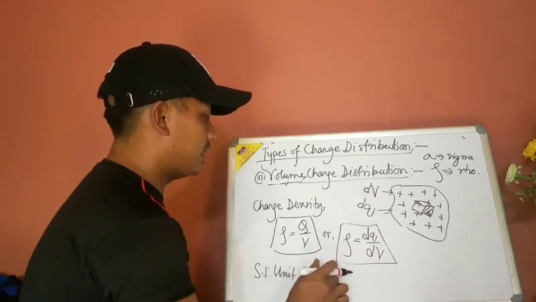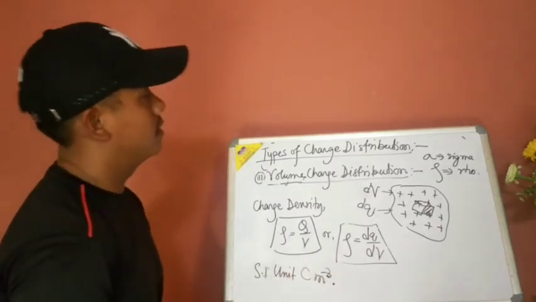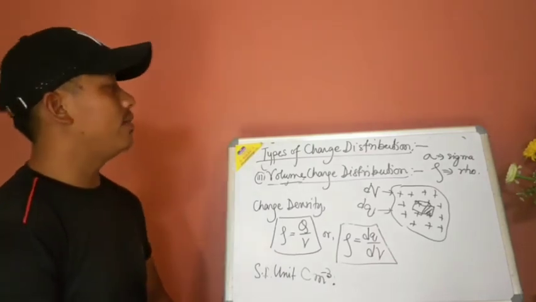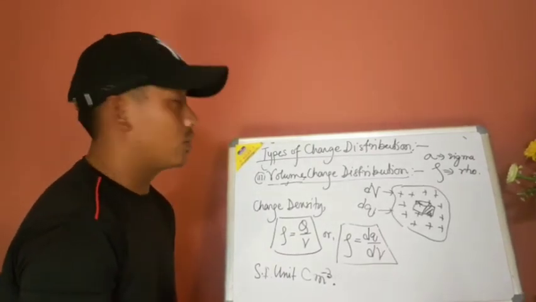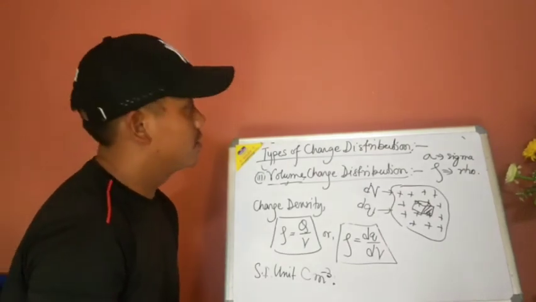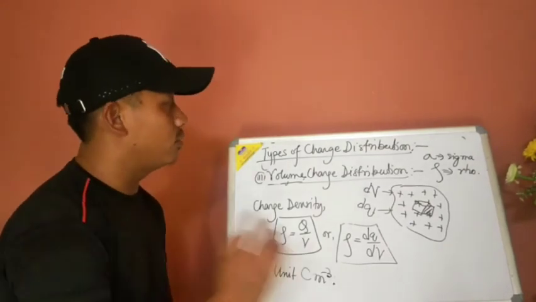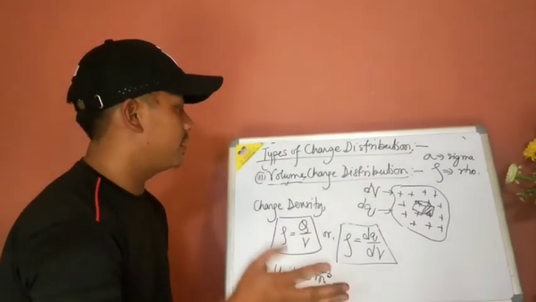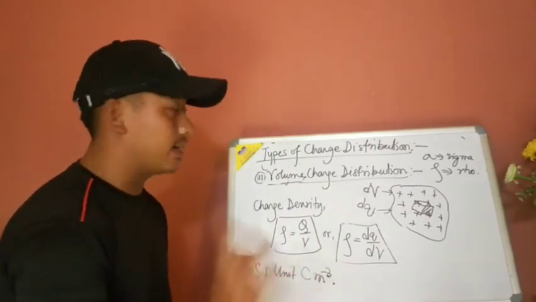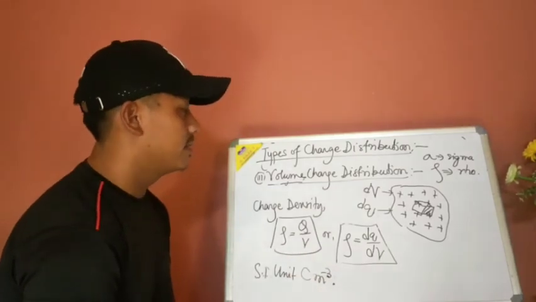So these three types of charge distribution will be very much useful when you come to Gauss law and its applications. So you have to definitely know the three types of charge distribution and their corresponding charge densities. This is very important.